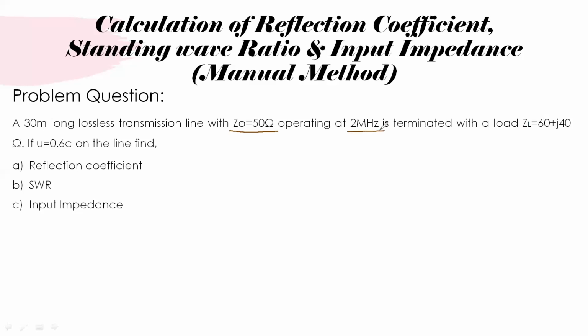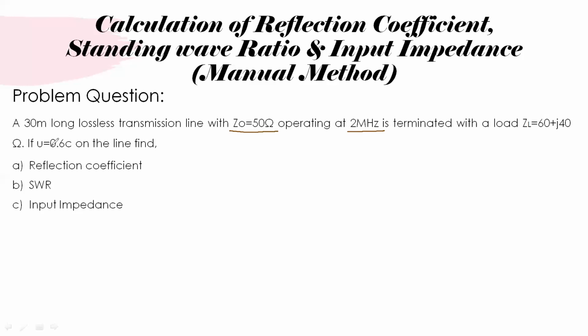The frequency is given and the characteristic impedance is given. It is terminated with a load ZL equal to 60 plus j40. Here my resistance value is 60 and the reactance value is 40. Its units are shown here.